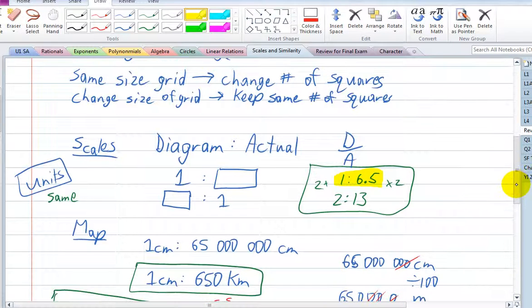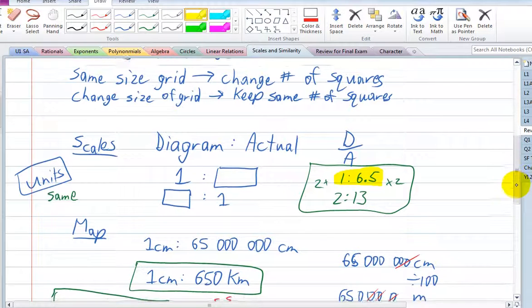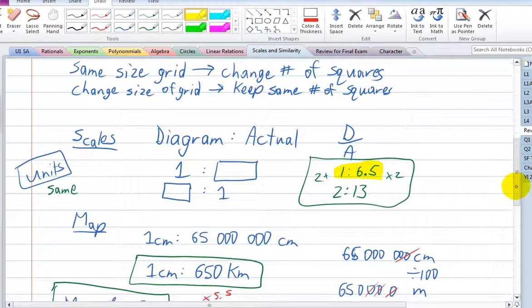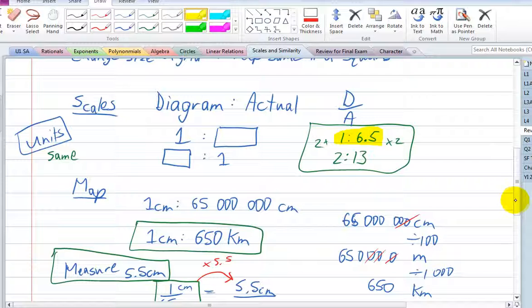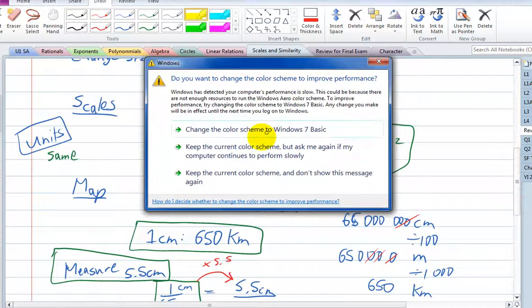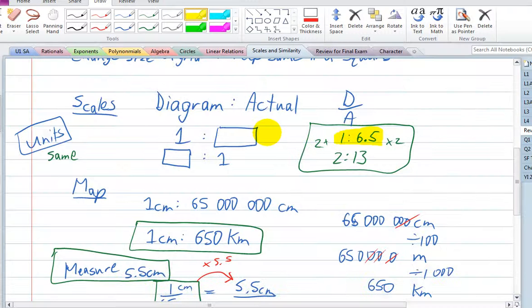So what we do is we divide by 100 to get to meters, which means you cross off 2 zeros. Then for meters to kilometers, we divide by 1,000. So we end up with 650 kilometers. So the scale can be turned into 1 to 650 kilometers.